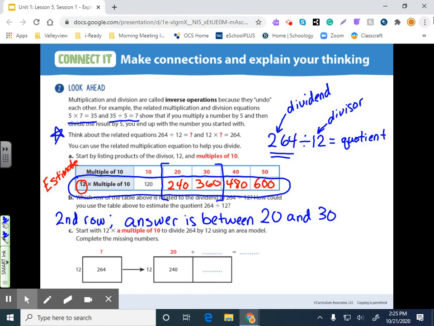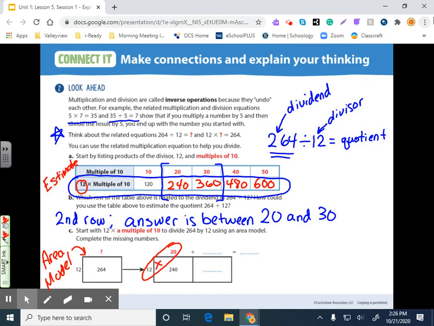All right, part C here. We have an area model. You don't use these too often, but they're just good to know how to use. So go ahead and just label it, area model. And the area model here is breaking up the question into a physical part, so you can see it solved visually. So start with 12 times a multiple of 10 to divide 264 by 12 using the area model and complete the missing numbers. So we've got 12 times 20, and that gave us 240.